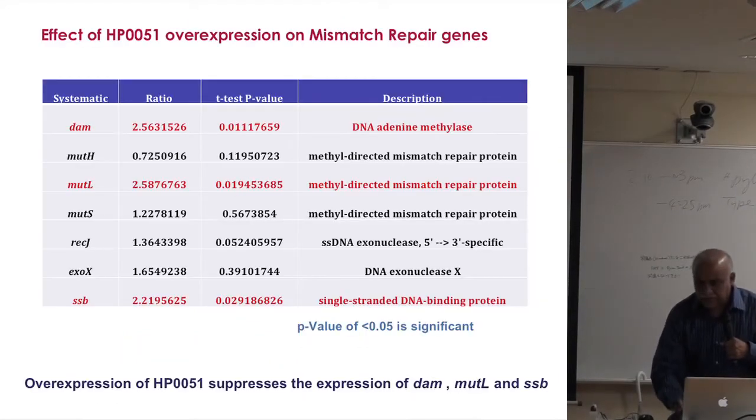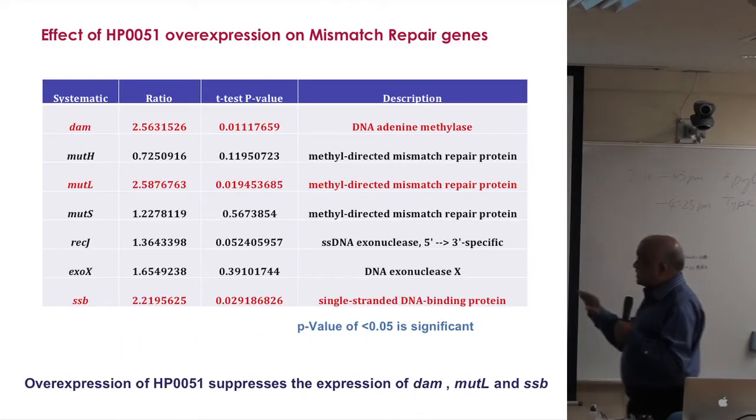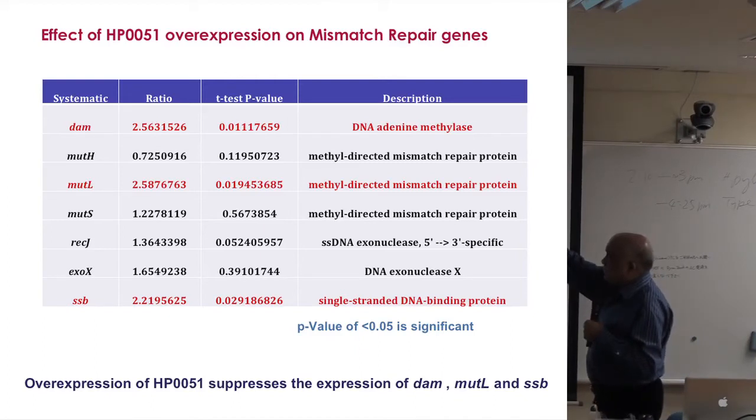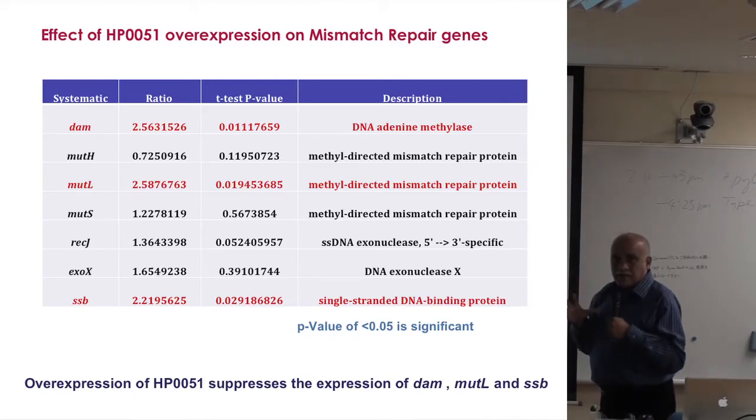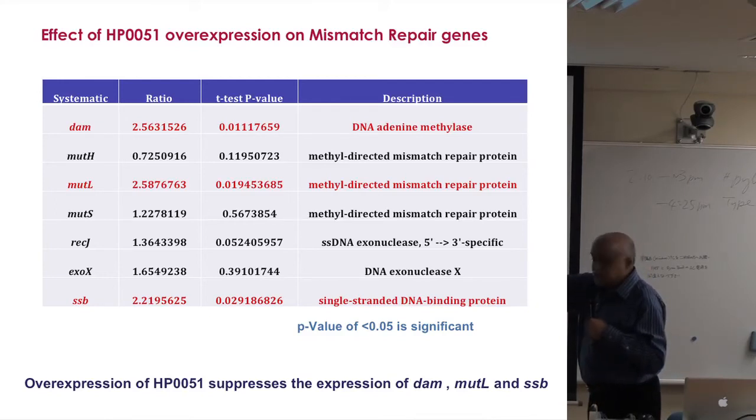But the microarray analysis clearly told us that when you overexpress the active 5-1, but not the inactive 5-1, a number of mismatch repair genes are affected in E. coli.